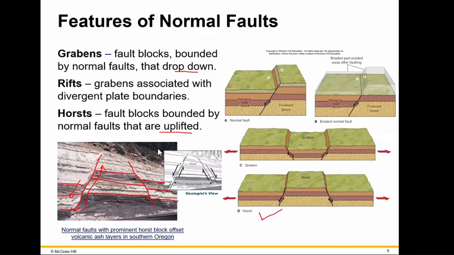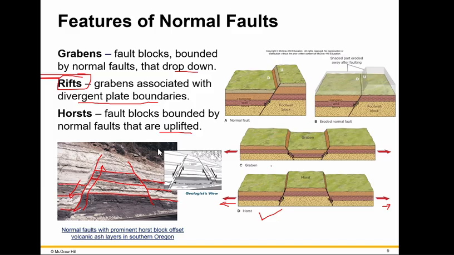You can also have grabens. So this is the same diagram from previous, with graben and horst. Together, the graben and horst make up what we call a rift system. These are grabens associated with what? A divergent plate boundary, all right? And you can see the arrows telling us that extensional tectonics is taking place. Extensional tectonics will give you what we call horst and graben and half graben structures.